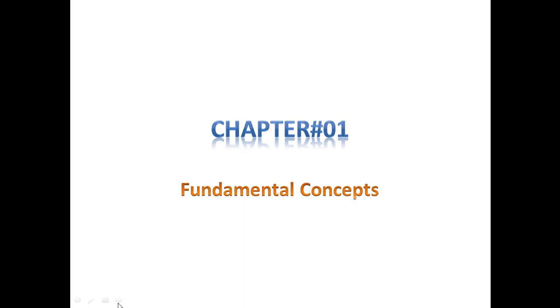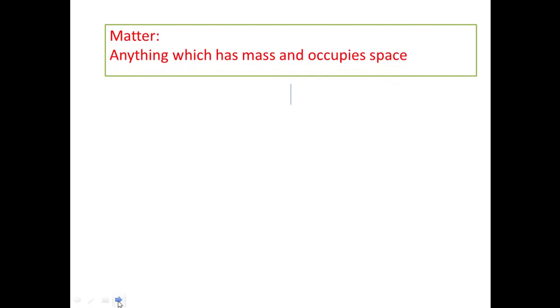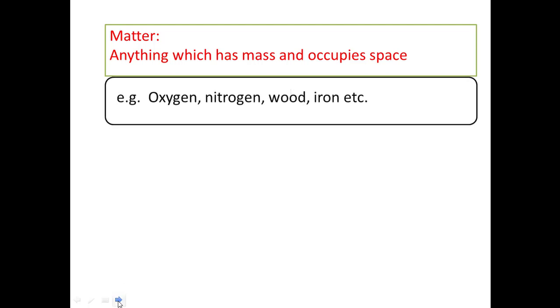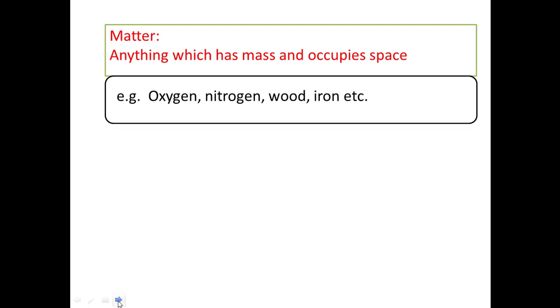Today the topic of lecture is fundamental concepts of chemistry. When we talk about chemistry, the first thing that we will discuss is matter. What is matter? Anything which has mass and occupies space is called matter. For example, oxygen, nitrogen, wood, iron, etc. These examples reveal that matter can exist in any physical state like liquid, solid or gas.